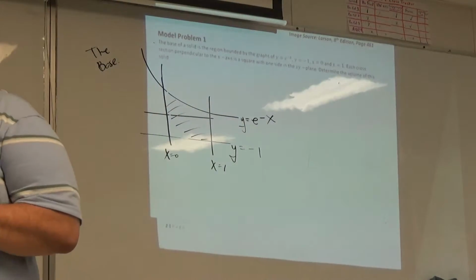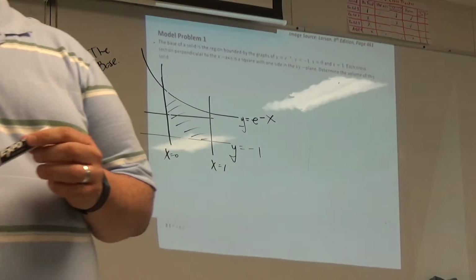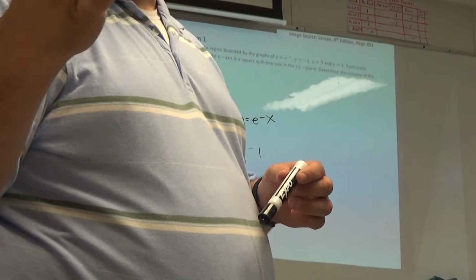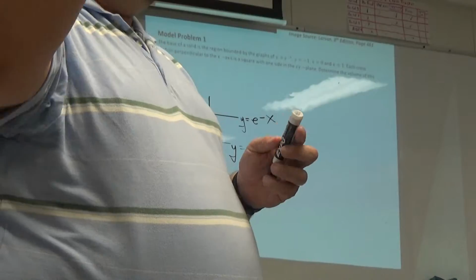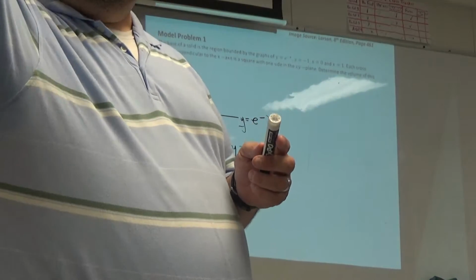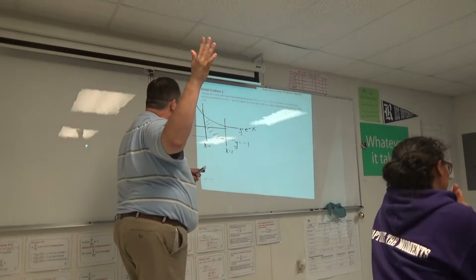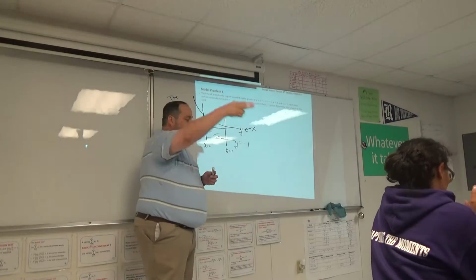What are those cross sections? They're perpendicular to the x-axis. Can you show me perpendicular to the x-axis? Perpendicular to the x-axis, we're slicing this way. There's something else you need to know about your slices. Adriana, what else do you know about the slice? They're squares. Christian, can you be the square?